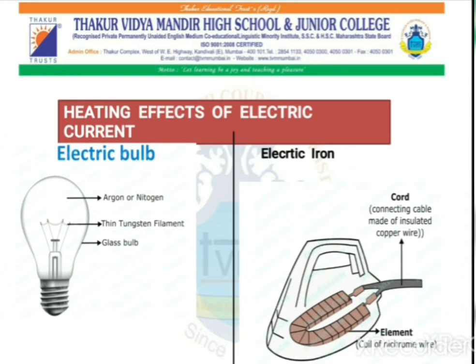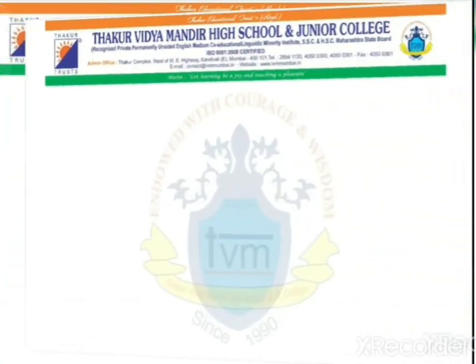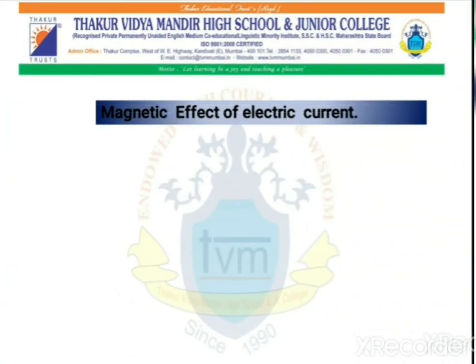Many other appliances like electric oven and electric geyser are appliances which work on the same concept of heating effect of electric current. The next is the magnetic effect of electric current.